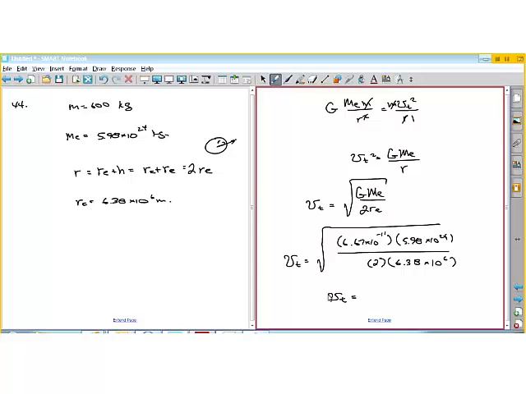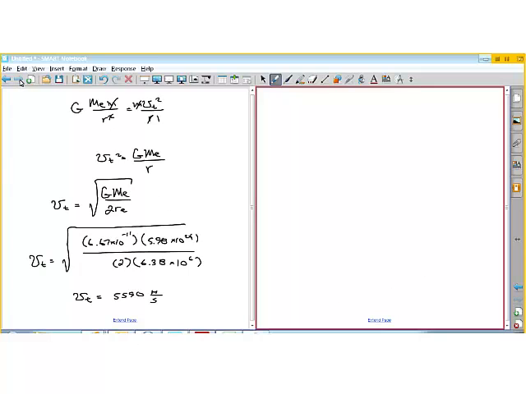Okay, 6.67 e to the minus 11th times 5.98 e to the 24th divided by 2 divided by 6.38 e to the 6th power. Raise that to 0.5 power, take the square root, and I get 5,590 meters per second. Okay, so that's the speed, and they don't say what units to use, so I think that's going to be fine. Okay, it's period of revolution.